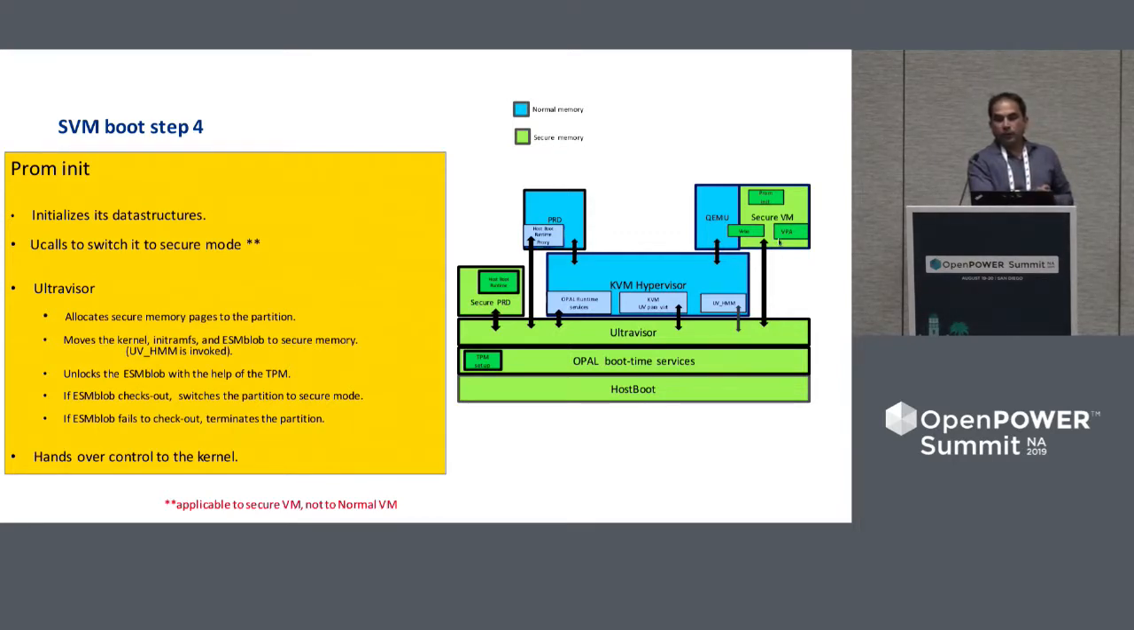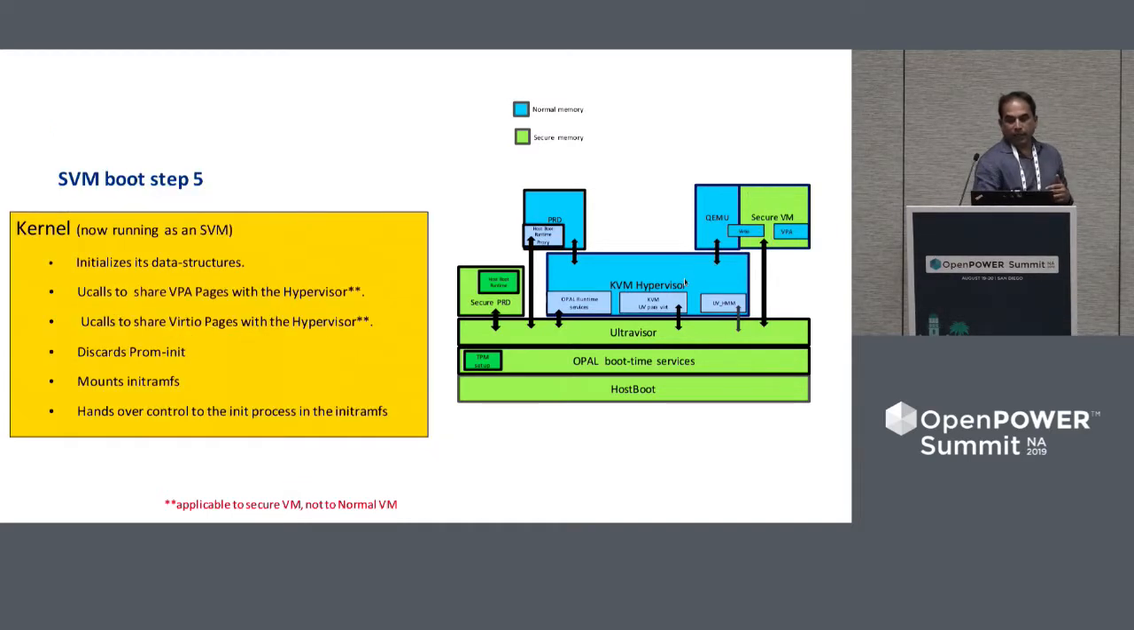So we have to make sure that some of the address space within the virtual machine can be accessed by the hypervisor. And that is done by the next step over here. The kernel, as soon as it gets control, after initializing its data structure, the first thing it does is it shares the VPA and the VirtIO area with the hypervisor using an ultra call. It calls into the ultravisor and asks the ultravisor to back those pages which were earlier backed by secure pages with normal pages. And the ultravisor interacts with the hypervisor, gets some normal pages from the hypervisor, and replaces those secure pages with these normal pages.